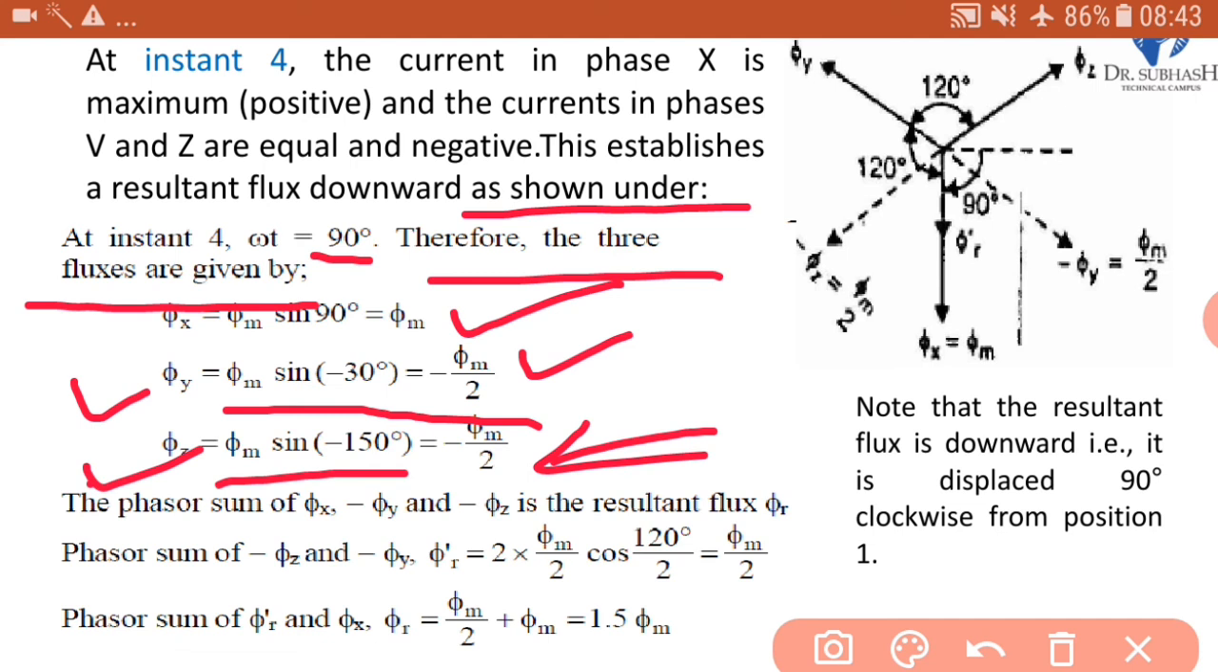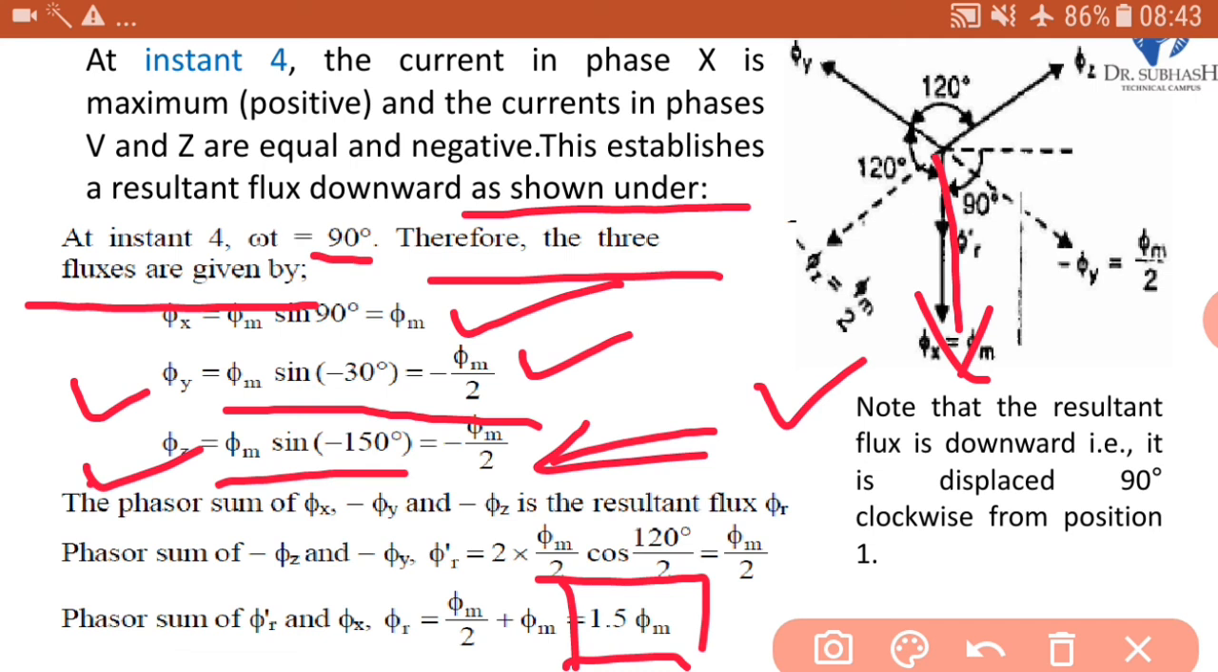So after evaluating this, we get the resultant flux equal to 1.5 into phi m. So again it is 1.5 into phi m, constant. So in all the four instants, we have proved that the resultant flux is 1.5 into phi m. One note is here also, note that the resultant flux is downward, which means it is displaced 90 degree clockwise from position 1. So here is the resultant flux.